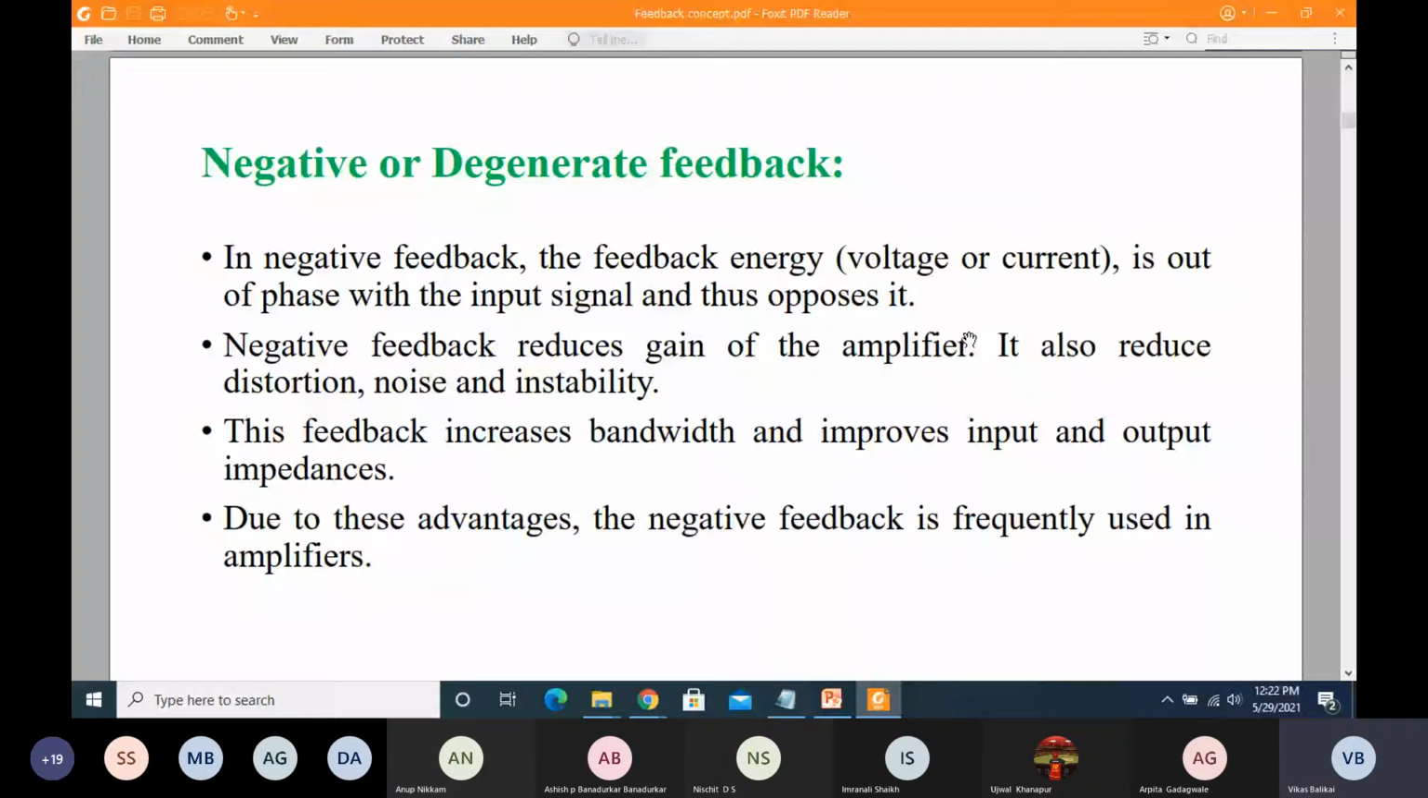So, the feedback concept: if I give negative feedback, that will be because I am designing an amplifier. And if I'm giving positive feedback, that's because I am designing an oscillator. So this is the main agenda behind using feedbacks.